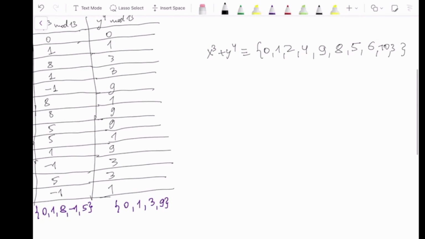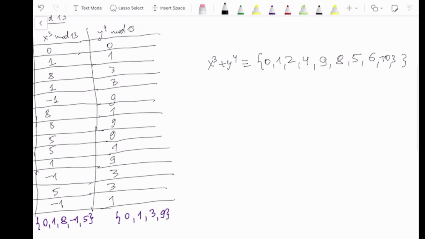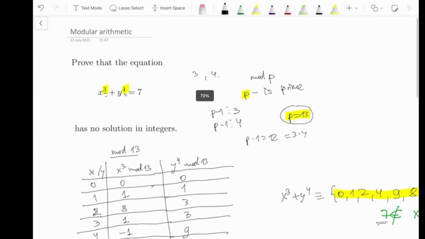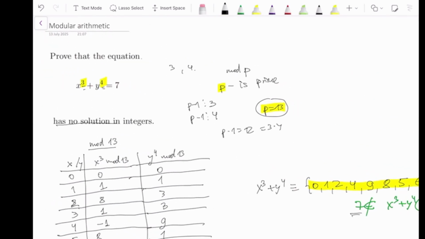As you can see, all the possible sums of x cubed modulo 13 plus y to the power of 4 modulo 13 give us these numbers. And the thing is, there's no 7 in it, which means that the sum of those never equals 7, which means that the original equation has no solution in integers.